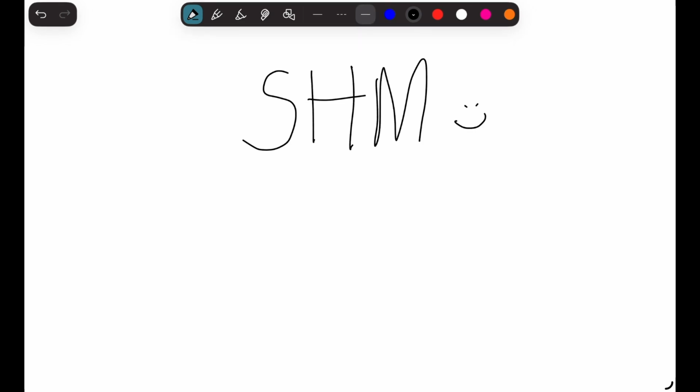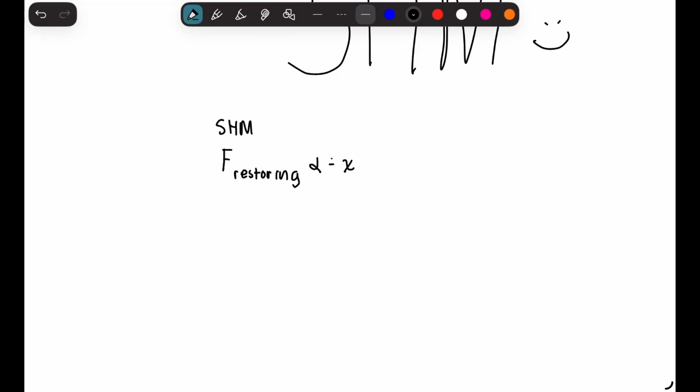In this video, we're going to be doing some simple harmonic motion practice problems. First, let's discuss what makes something simple harmonic motion. This is when you have a restoring force that is proportional to your displacement. So your F restoring is going to be proportional to negative x. This negative sign means that it is going to go back. That is the restoring component.